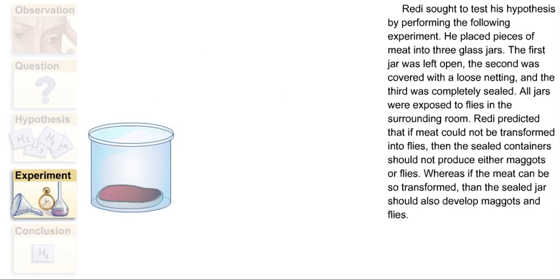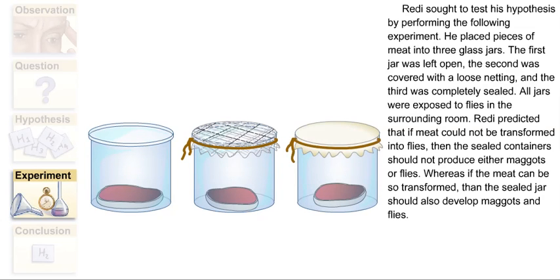He placed pieces of meat in 3 glass jars. The first jar was left open, the second was covered with a loose netting, and the third was completely sealed. All jars were exposed to flies in the surrounding room.